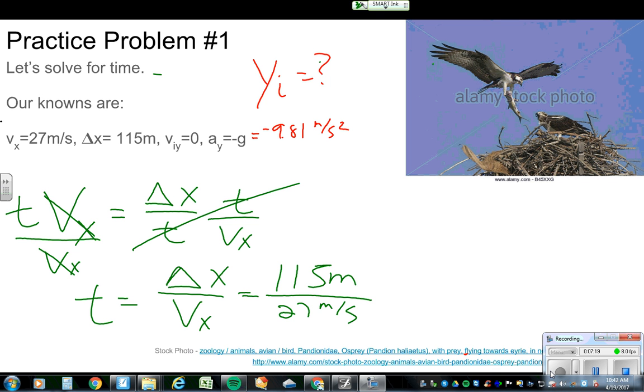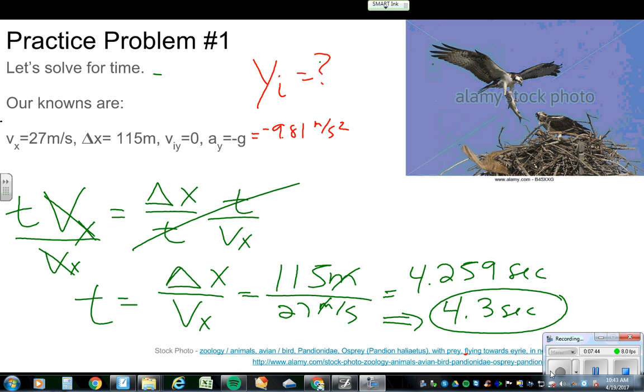When I do this, my meters cancel each other out, so I'm left with a unit of seconds. And I get a time of 4.259 seconds. With two significant figures, because that's all my problem has, my time is 4.3 seconds. If they were asking me for the time of the fall, that would be my answer, 4.3 seconds. However, I need to use the time in order to find my initial position. So when I go to find my initial position, I'm going to use this long time, not the rounded time, because it just helps with my answer.